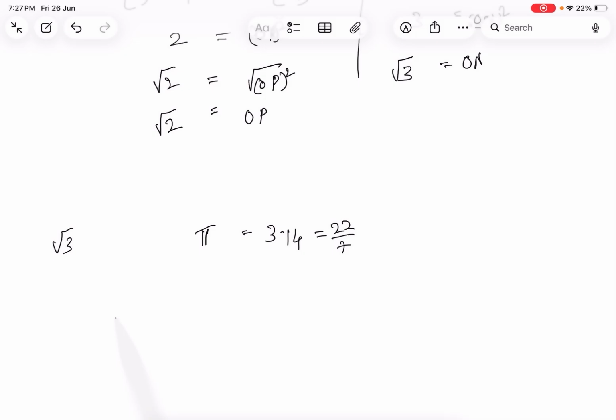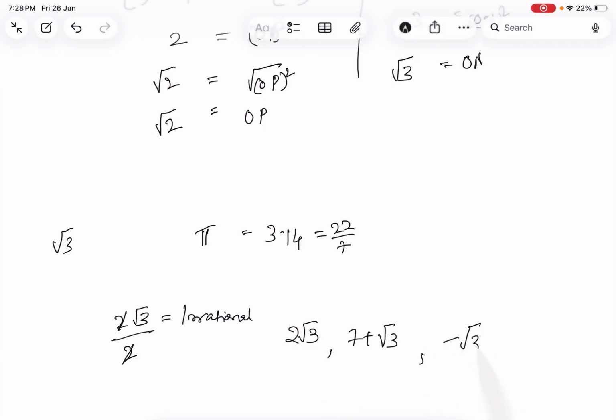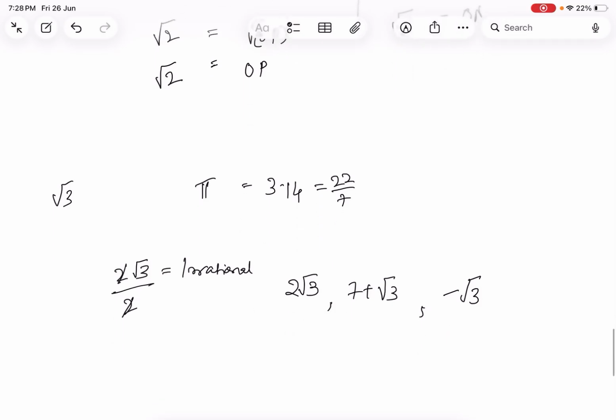Now some numbers like 2√3 can also be irrational numbers. Why? Because once you divide this number by 2, then you get √3, which is an irrational number. Therefore naturally 2√3 is an irrational number. Just 7 plus square root of 3 will also be an irrational number. Negative of square root of 3 will also be an irrational number.